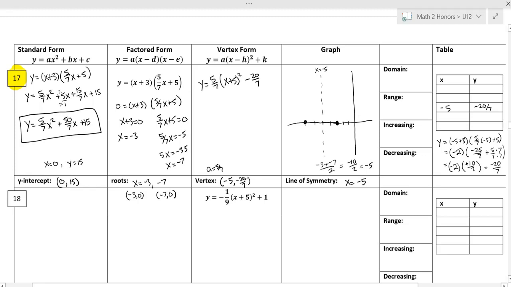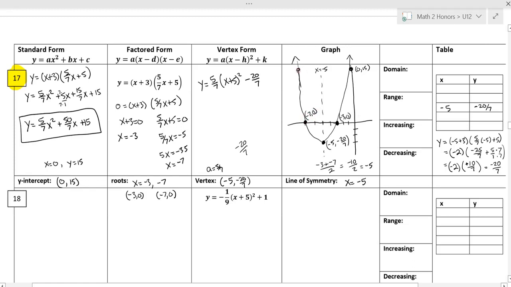Now, when you plot negative 20 over 7, think about how many times 7 goes into 20. It's almost 3, but not quite, right? So it's going to be negative 2 point something. So about right there. And then for our y-intercept, we're way up at 15. I'll just put a point there and say that's at (0, 15). Label these points: (-5, -20/7), (-3, 0), and (-7, 0).